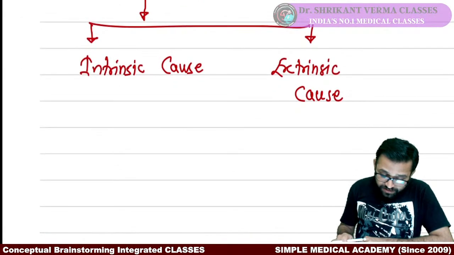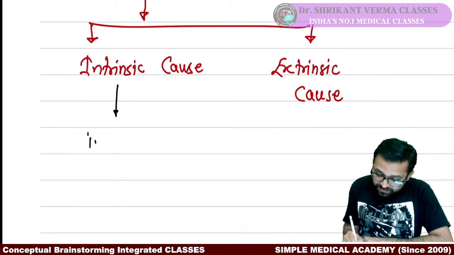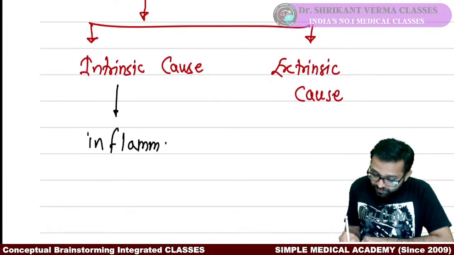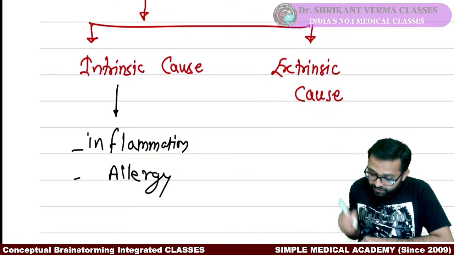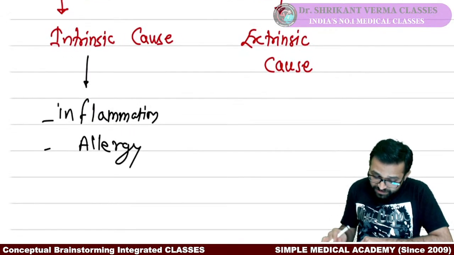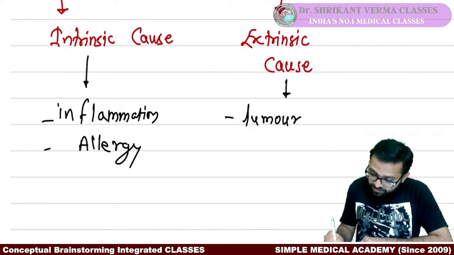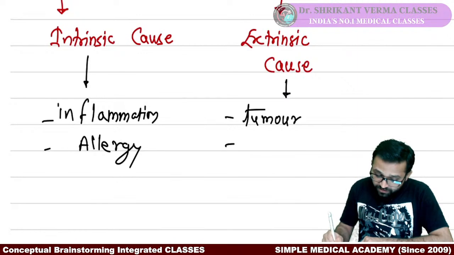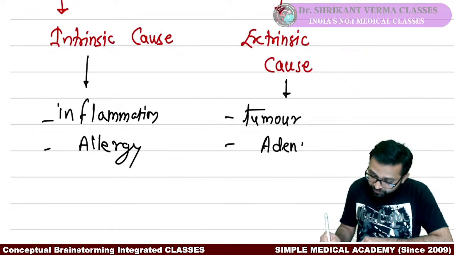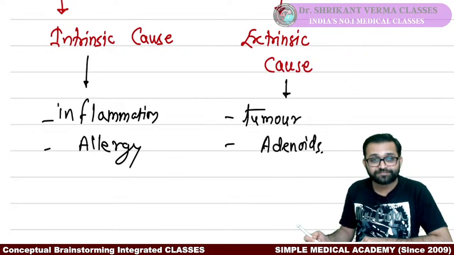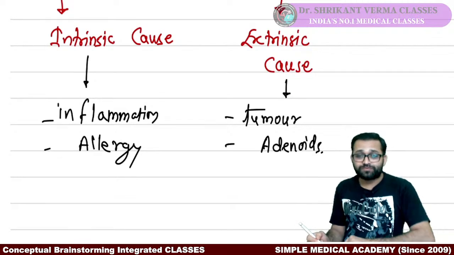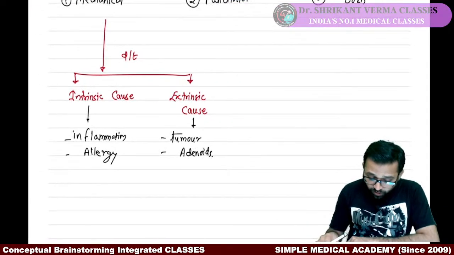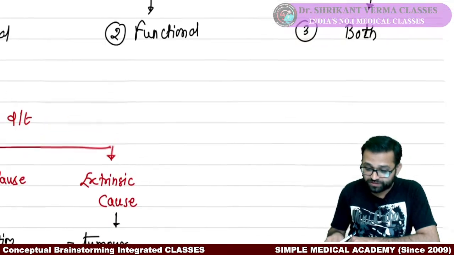Okay, so intrinsic, inside, is due to inflammation, or it may be due to allergy. While the extrinsic causes, try to understand, can occur due to any tumor, or can occur due to adenoids. Getting the point?